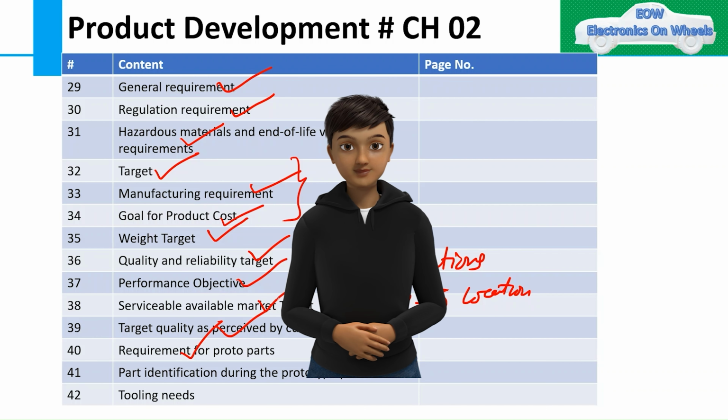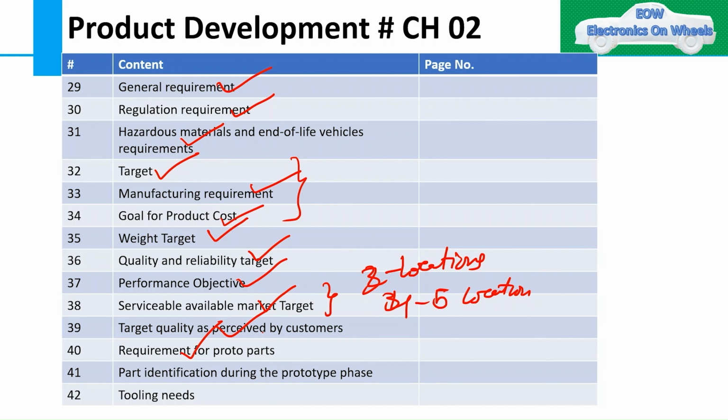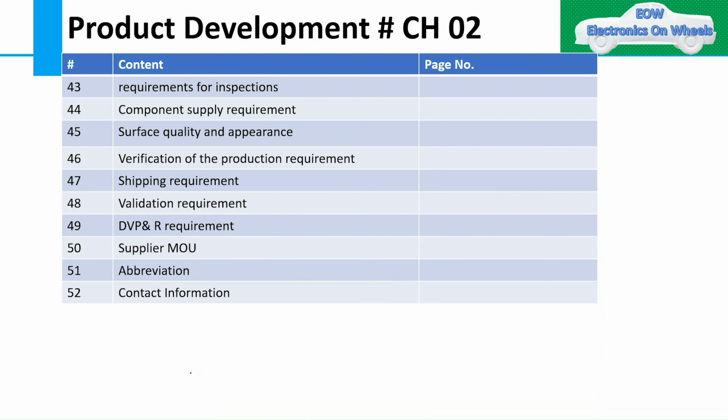Requirement for proto parts, when the proto parts will come, then what are your requirements. Part identification during the prototype phase. So once your part comes in a prototype, then what is the part identification that this particular part is the one which is going to be the final SOP. Then what are the tooling needs, you have to check those things and tell those things. Then requirement for inspection, component supply requirement, surface quality and appearance, how the surface quality should be and how the appearance should look. Then verification of the product requirement.